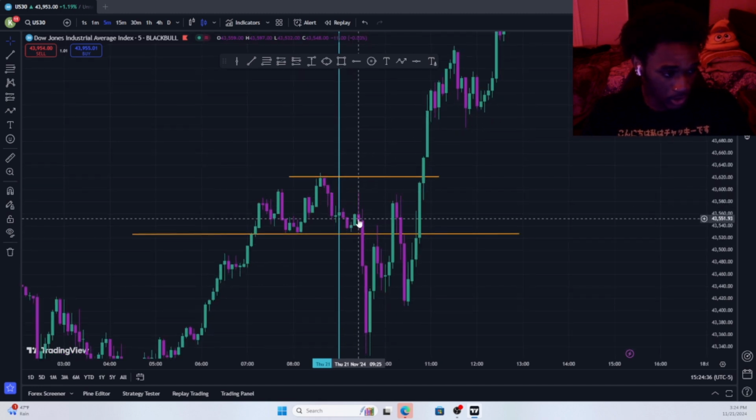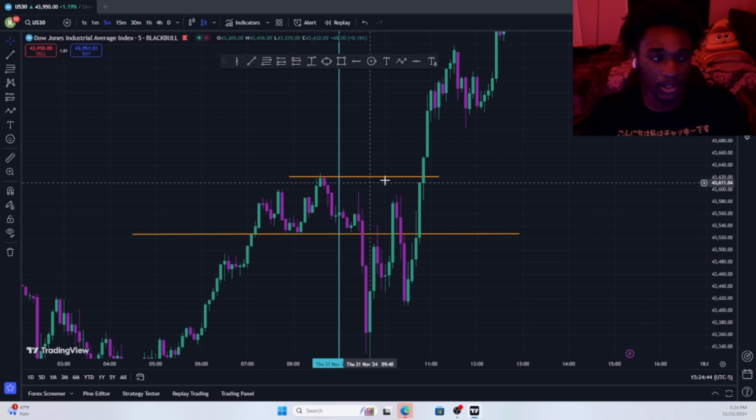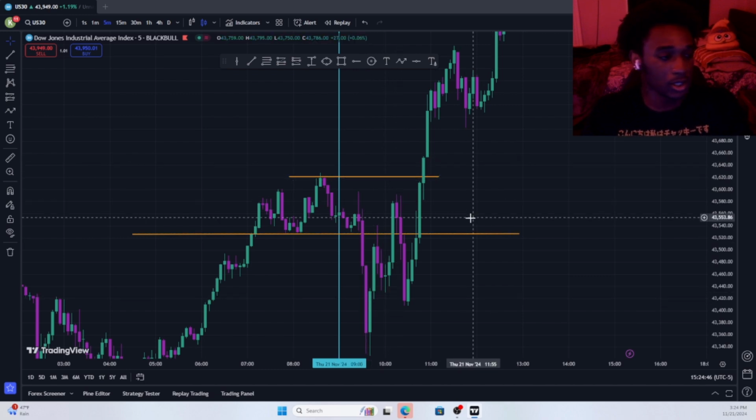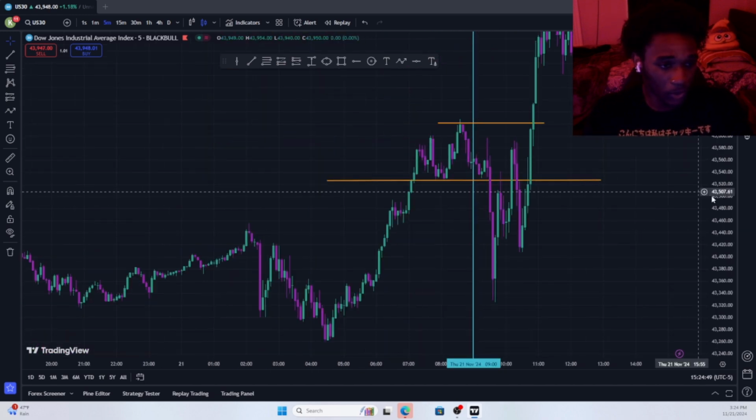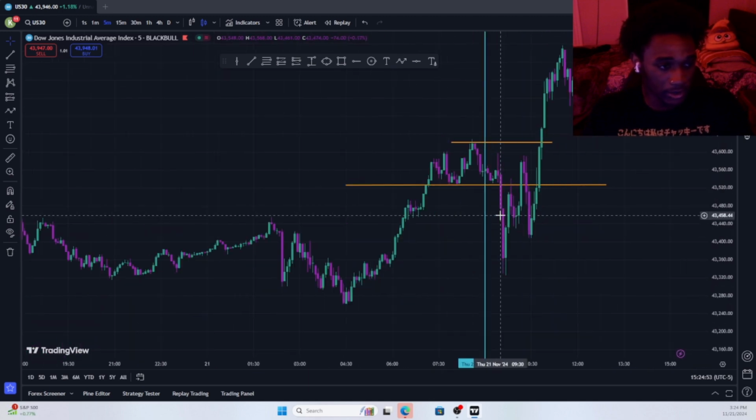Now we got closer to 9:30. 9:30 hits, we got a break out of the support zone. So I knew I wasn't going to take that trade because that's going down. That's not going up. That's not breaking out of the resistance zone. So I was patient. I waited for another setup at about 10 a.m. and I just followed price, followed price.